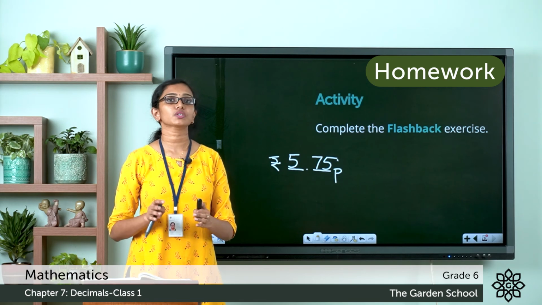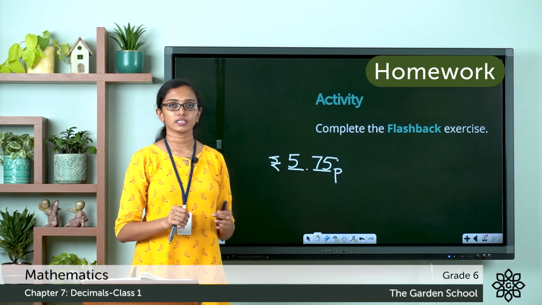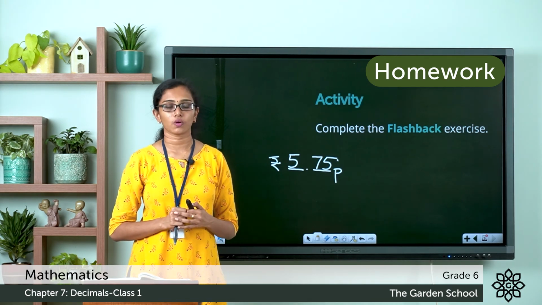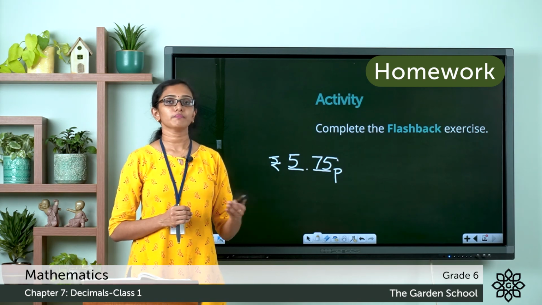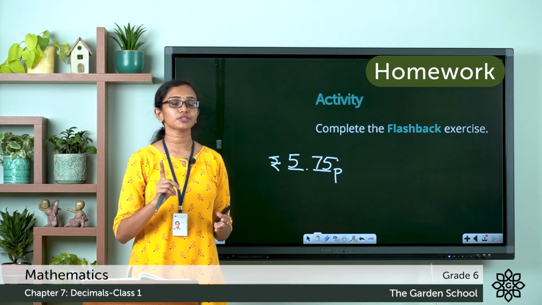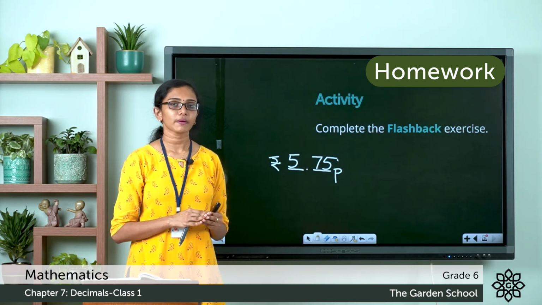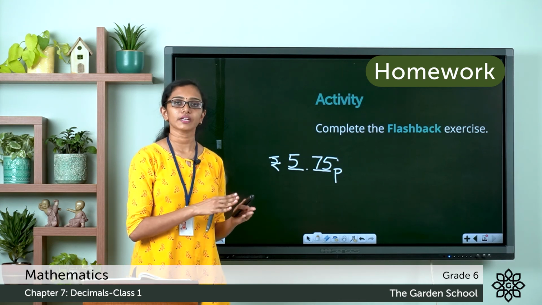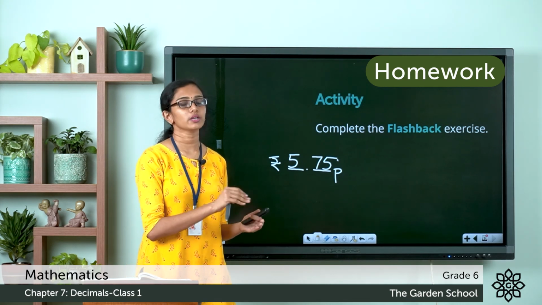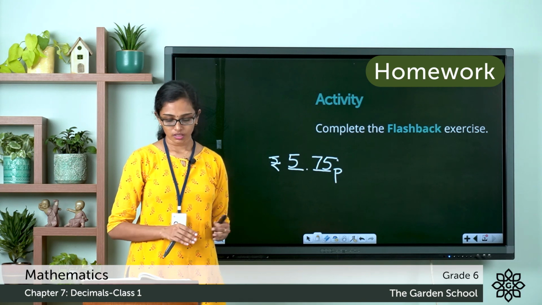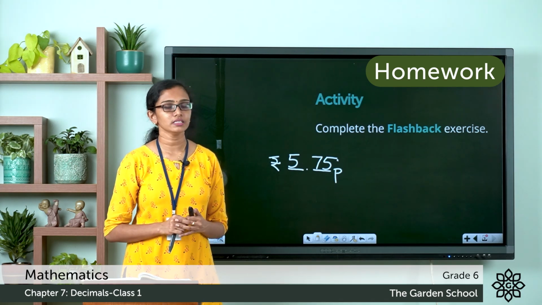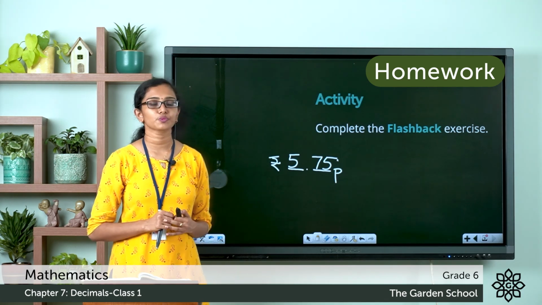Keep in mind, while you are adding paise, 100 paise equals 1 rupee. So when you are adding paise, if you are getting 100 paise, it can be added as 1 rupee. So just try to complete these 2 questions. You can write down the answers in the textbook itself.